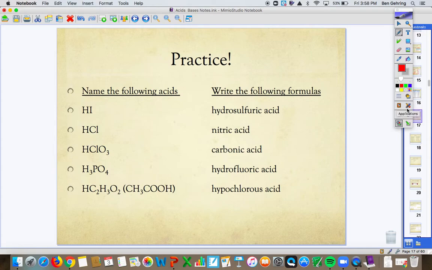I'll give you a chance to work through and name these different acids. If you would pause your screens at this point so I can keep going. I'll give you the names here in a second on the next slide.